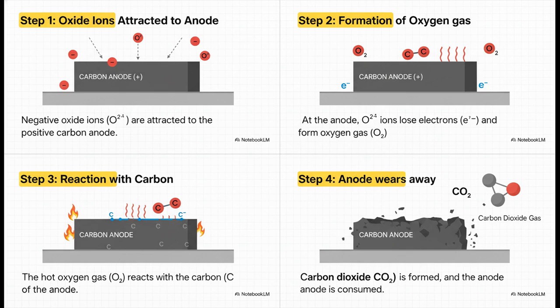The negative oxide ions from the ore are attracted to the positive anode, which is made of carbon. When they get there, they lose electrons and form oxygen gas. But because that carbon anode is super hot, the oxygen that's just been made immediately reacts with it, burning it away to form carbon dioxide. So the anode is literally being eaten away during the process.